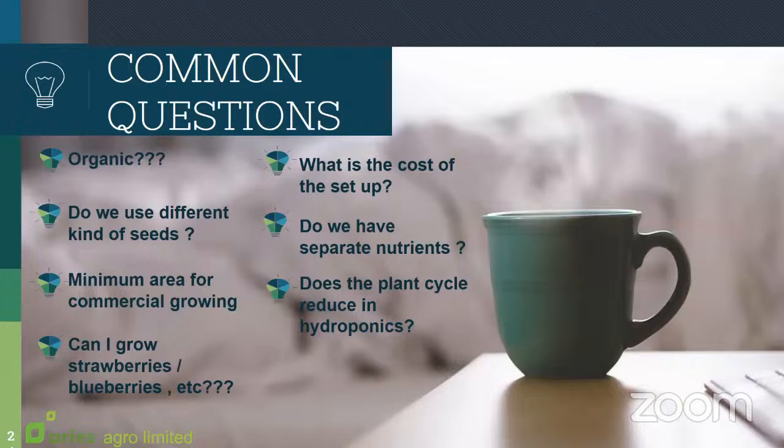Does the plant cycle reduce in hydroponics? Yes. In soil you could have 3 cycles, in hydroponics you can have 4 cycles. That's how you get faster and increased yields. And also the quality, yes, because whatever nutrients you're providing, the plant is channelizing all its energy into nutrient uptake and into increasing its yield. So quality-wise also it is better.